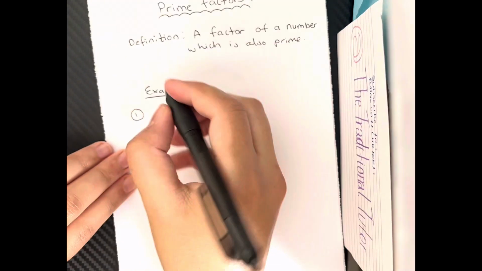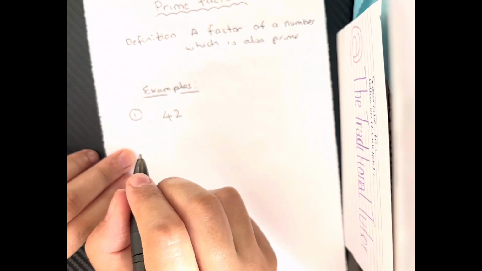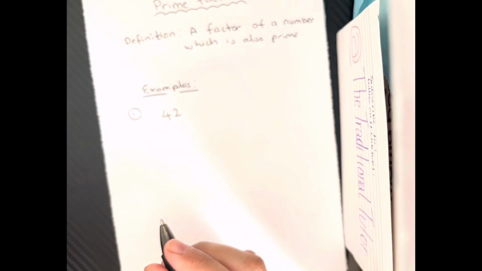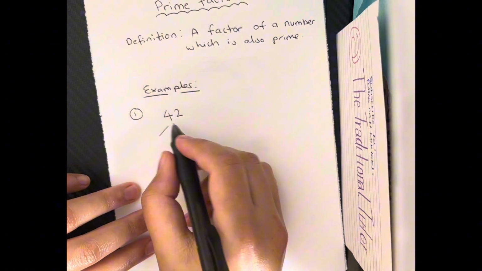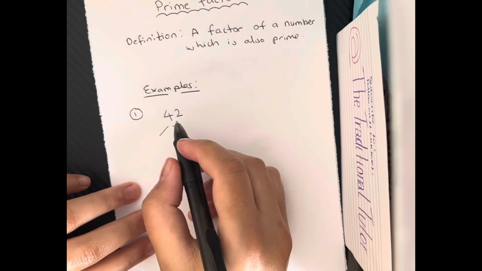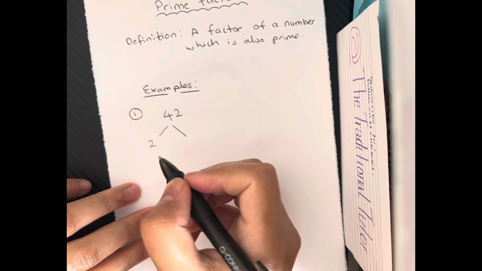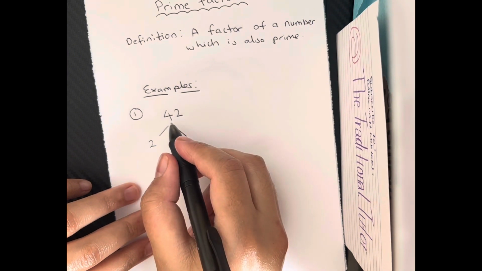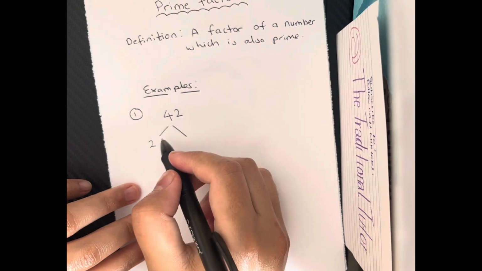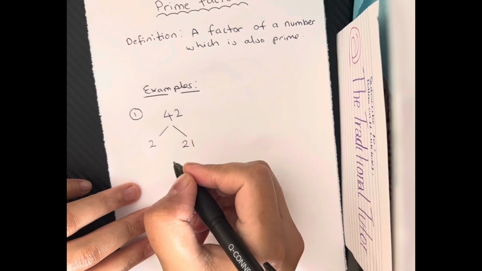So example 1, we'll take a look at the number 42, okay, and use a tree diagram and decompose it into its prime factors. Now, the easiest way to do this is because it's an even number, I can see it's 42 ending in a 2, it's got to be a multiple of 2. So I can put 2 down straight away. And then think about in 2 times table, when does 42 come? Okay, so 42 divided by 2, or if we just half 42, it is 21.